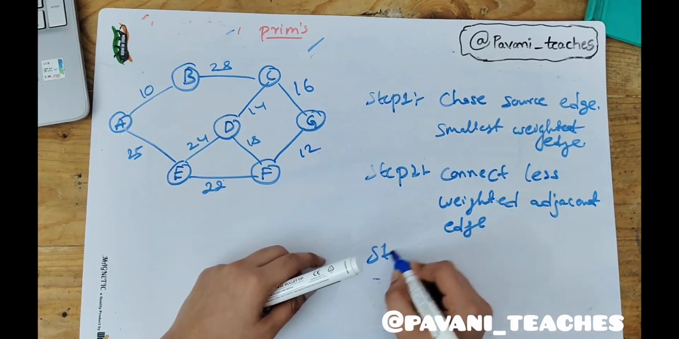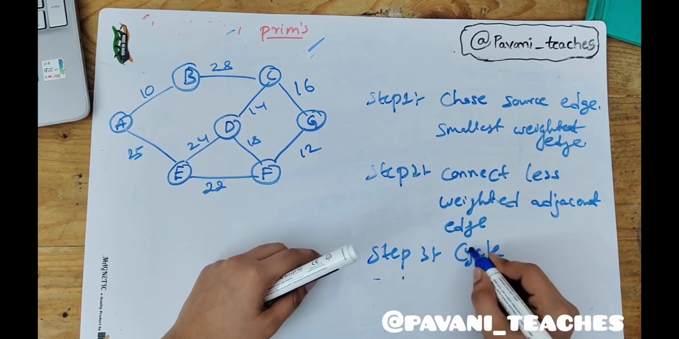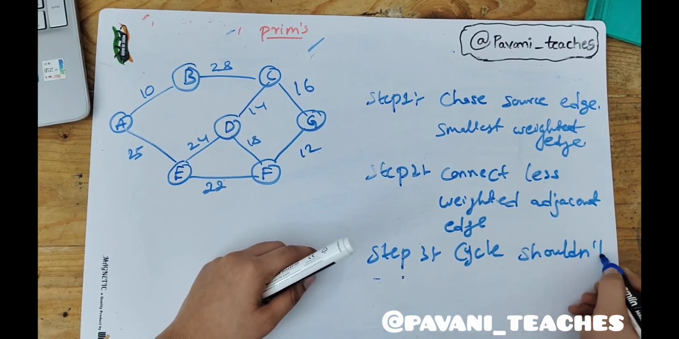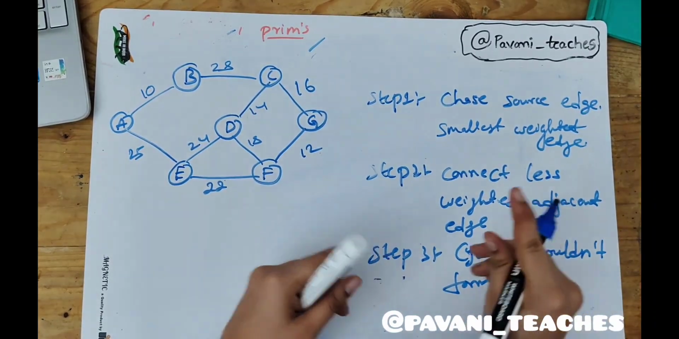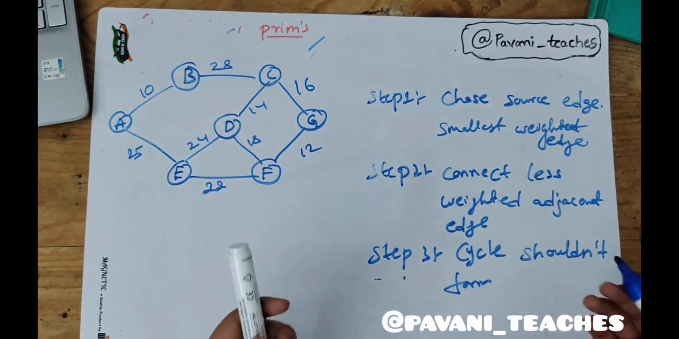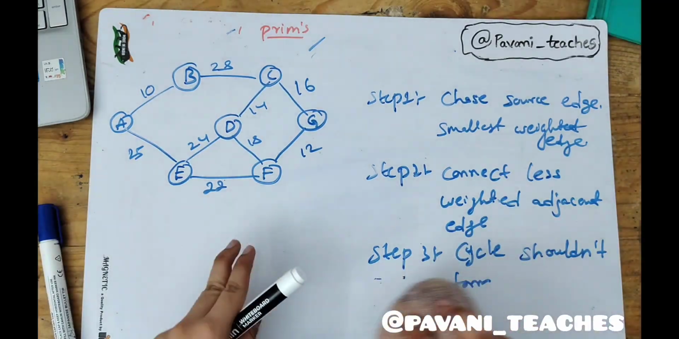Cycles shouldn't form. At last you will get the spanning tree, and just add all the weights. Then you will get the minimum spanning tree cost. Okay, now I will go with the explanation part of these steps.